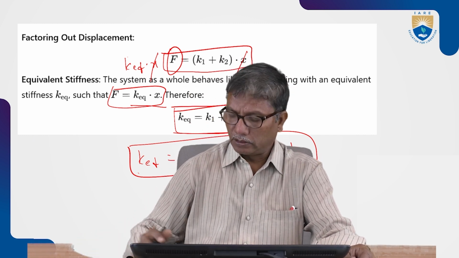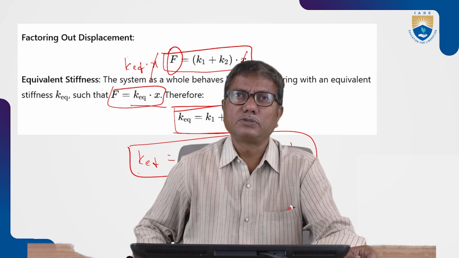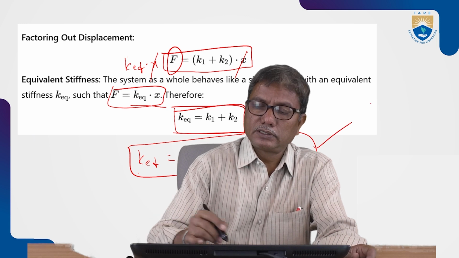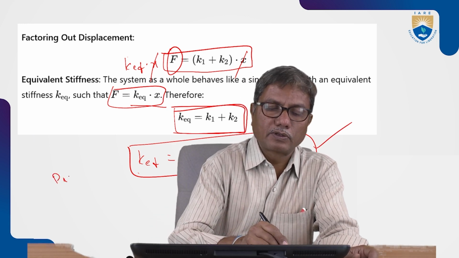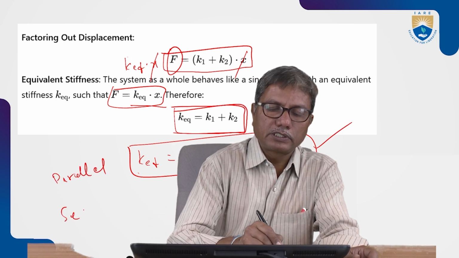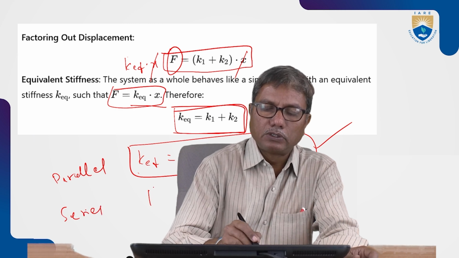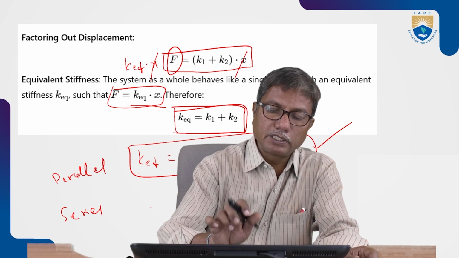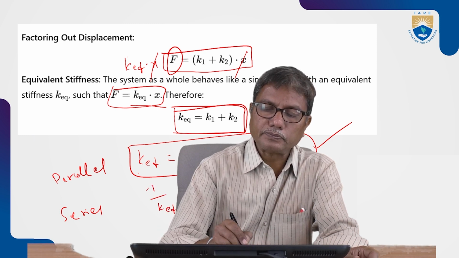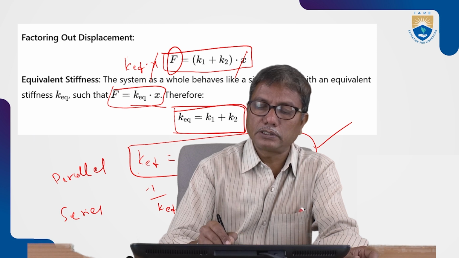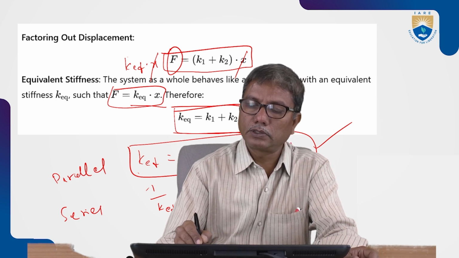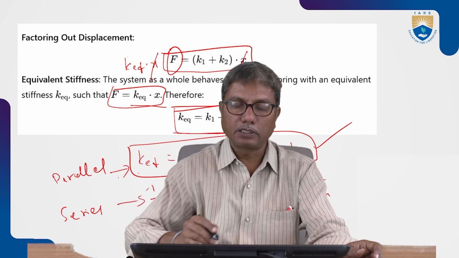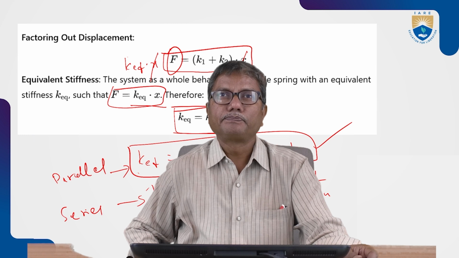That's how we find the effective stiffness of springs connected in parallel and in series. This is for parallel connection, and what is it for series connection? We have seen just now: 1 by K equivalent is equal to 1 by K1 plus 1 by K2 and so on up to 1 by Kn. This is for series connection, and this is for parallel connection. Is this clear?